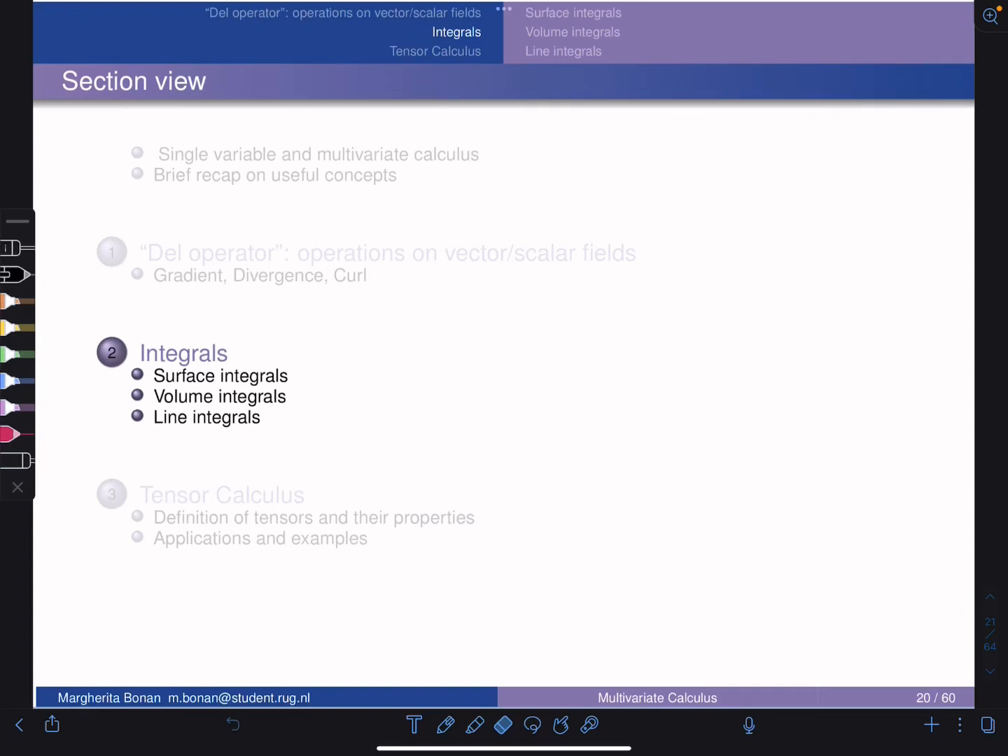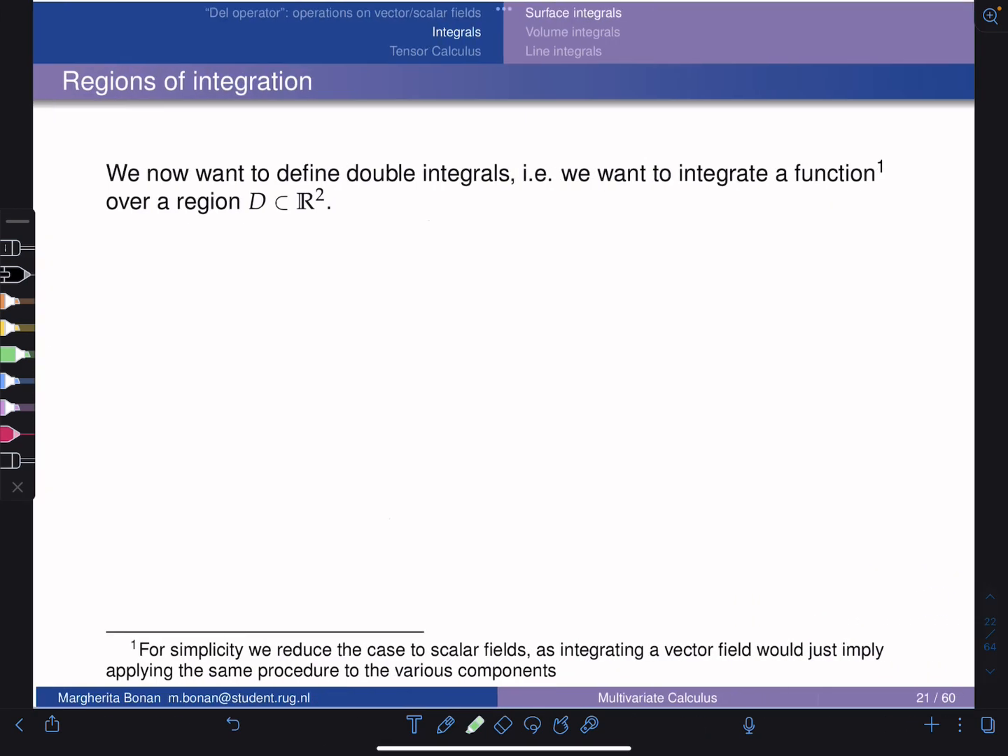Hello and welcome back to the second video of the series on multivariate calculus. Now we're going to analyze and compute surface integrals, or double integrals. First, we are going to define the regions of integration.